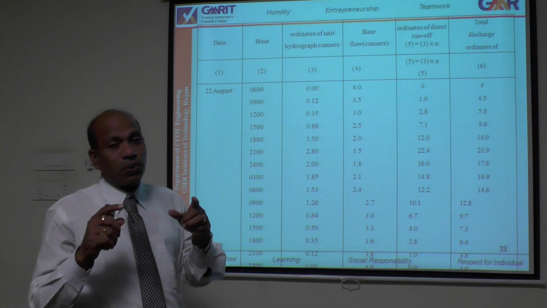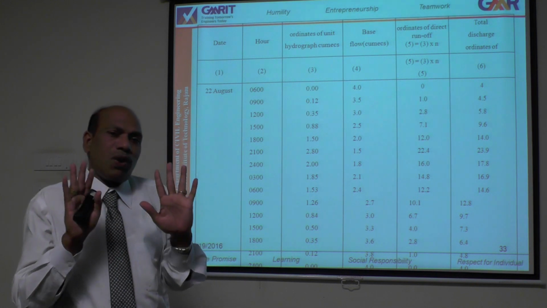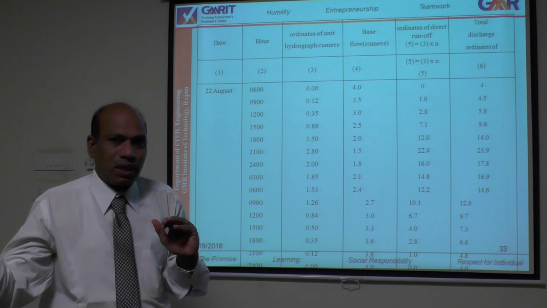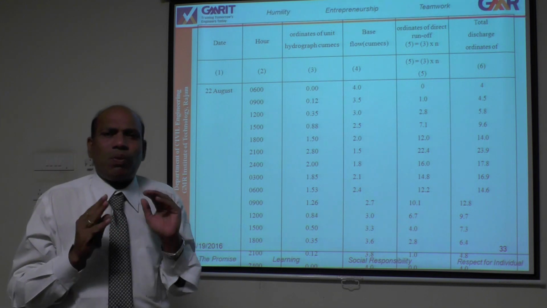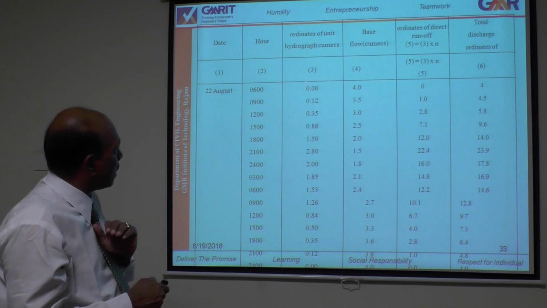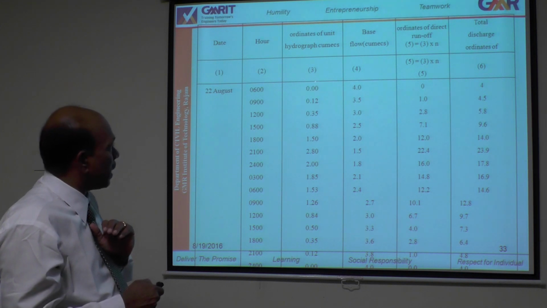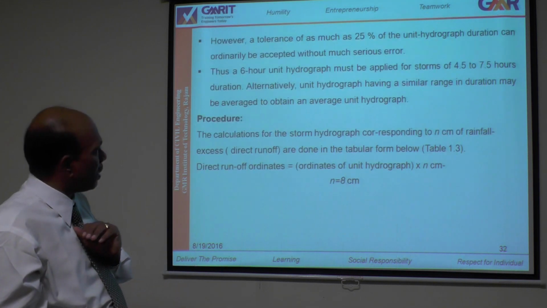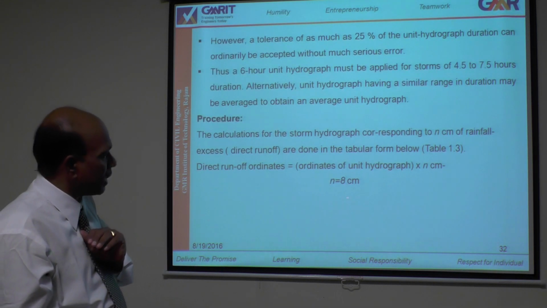First of all, we are going to calculate the direct runoff ordinates. Once we know the direct runoff ordinates, then we go further. What is the formula for direct runoff ordinates? These are the unit hydrograph ordinates times the rainfall excess. What is the value they have given? Rainfall excess 8 centimeters.